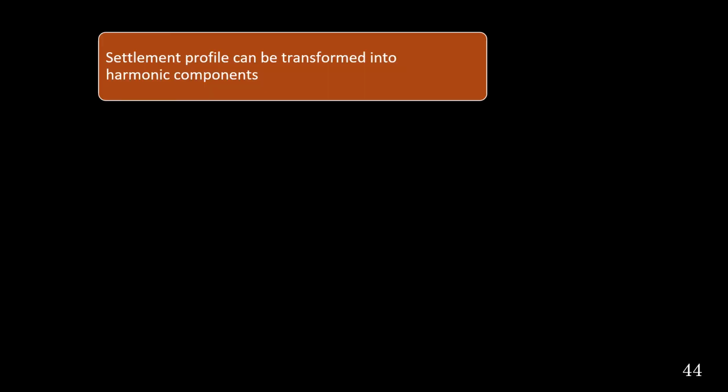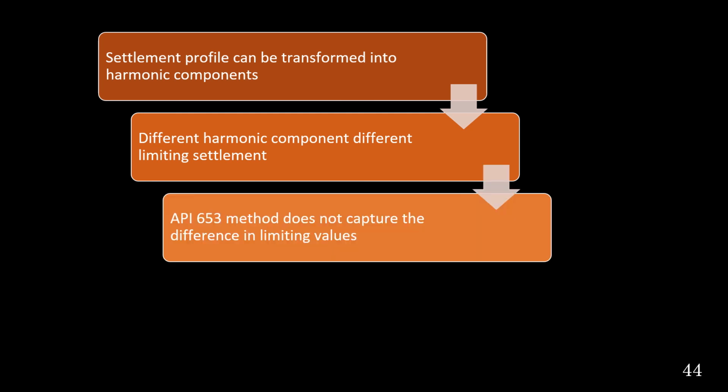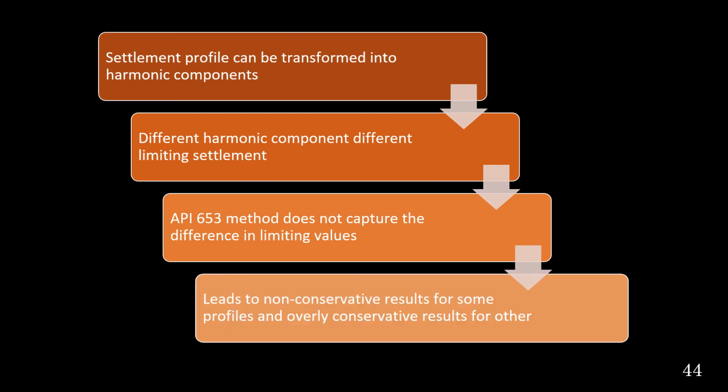Let me summarize what we have done so far in this particular study. First and foremost, we understood that the settlement can be transformed into Fourier components using Fourier transformation. Second, each of these components has a different limiting value based on our preliminary study. Third, the existing method in API 653 does not capture this difference. And finally, this has led to unconservative results for a few of the profiles and overly conservative results for a few other profiles.